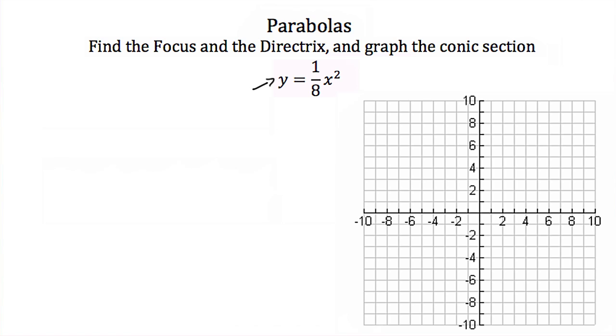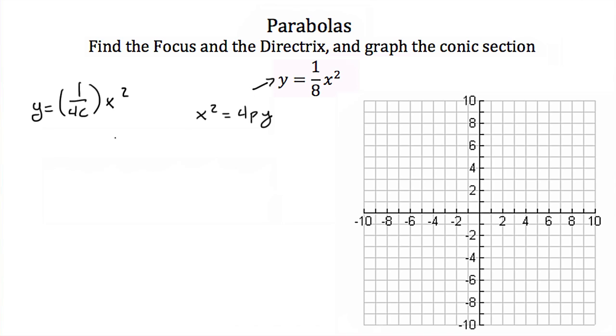Now we have y is equal to 1/8 x squared. So I'm going to write this in standard form, and depending on which standard form you use, if you use y is equal to 1 over 4c times x squared, then this is already in standard form. If you use the other standard equation, x squared is equal to 4py, then you need to multiply both sides of this equation by 8 to get it into standard form.